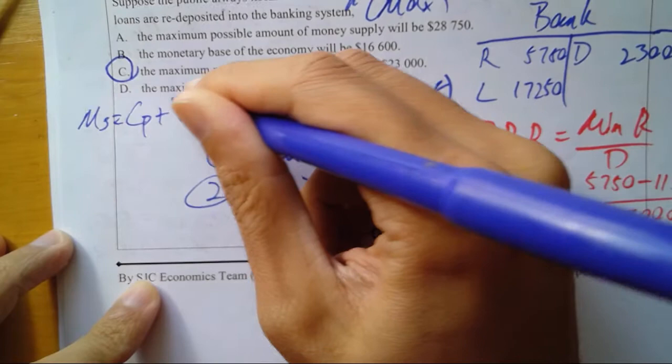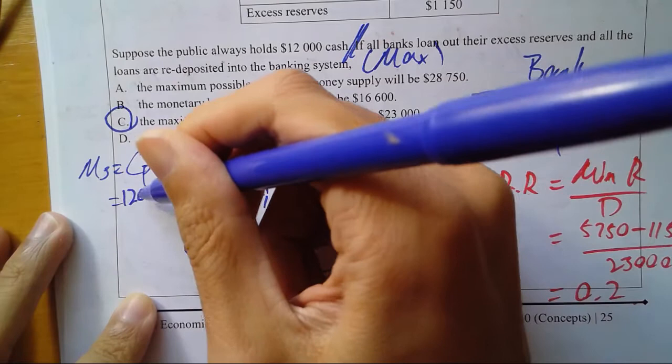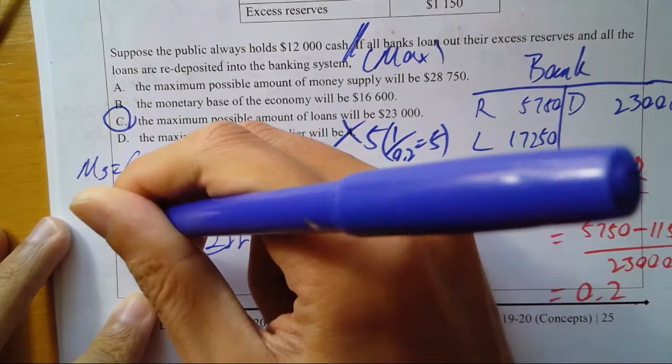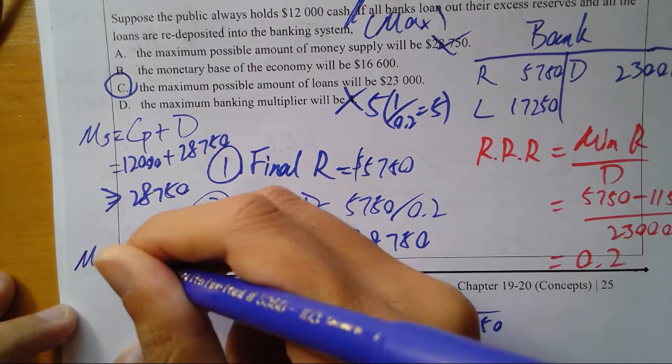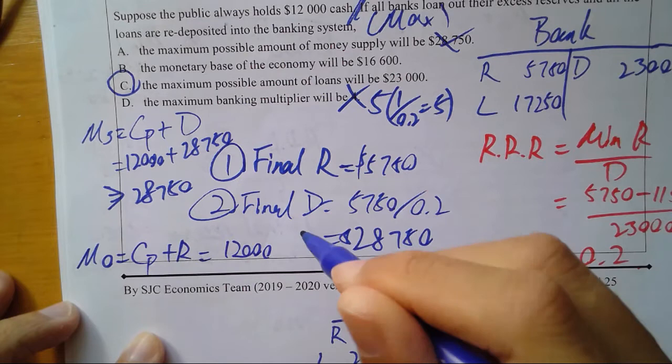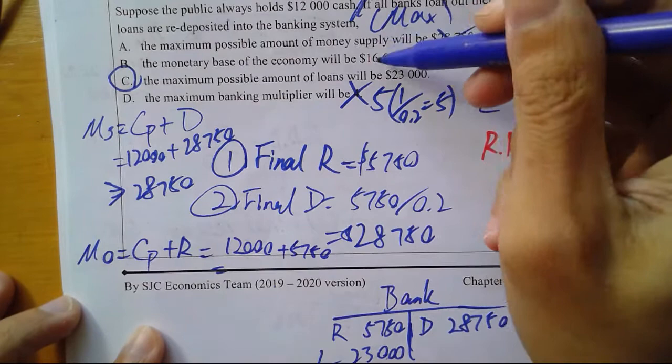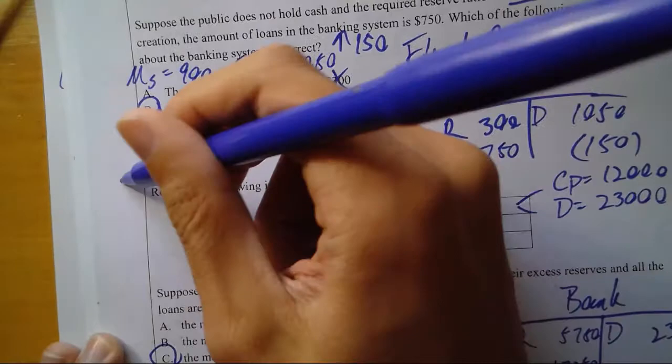CP 12000, don't leave it out, guys, right? Plus 28750, way bigger than this amount. No, this is missing cash. And finally, monetary base. Now, what about monetary base? M0, CP plus R, 12000 plus 5750. It's not a round number, so it definitely isn't this number. Okay, so I think this is a difficult question, right? This is a tricky question.